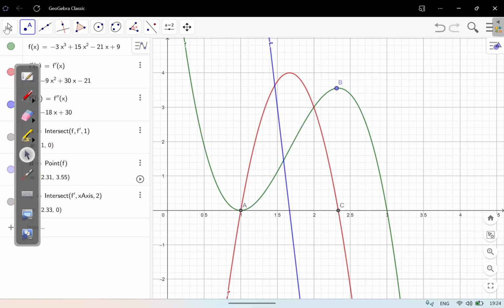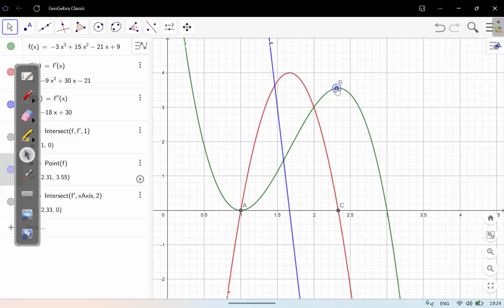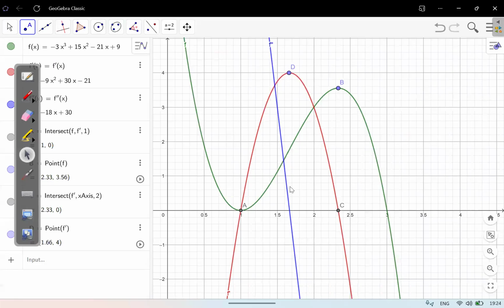I'm going to focus on those turning points. And I will also focus on the turning point of the parabola. I must not neglect that. There it is.